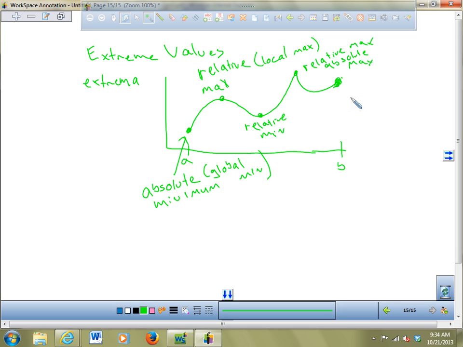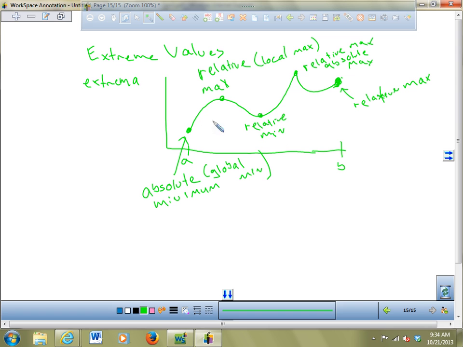And what do I have going on here? What's this? This is also a relative max. Okay? Because all the points around it are smaller than it. Okay? And it's defined at that point. So this is a relative maximum, relative minimum, relative and absolute maximum, and relative maximum.